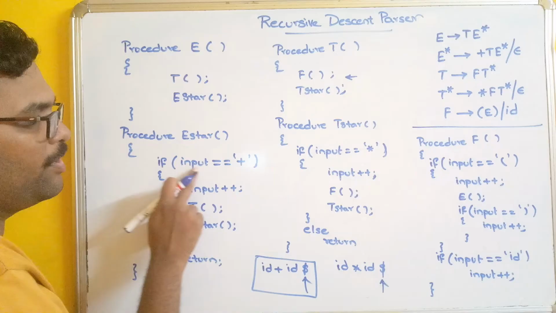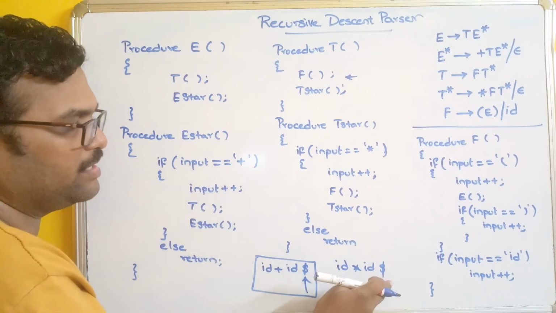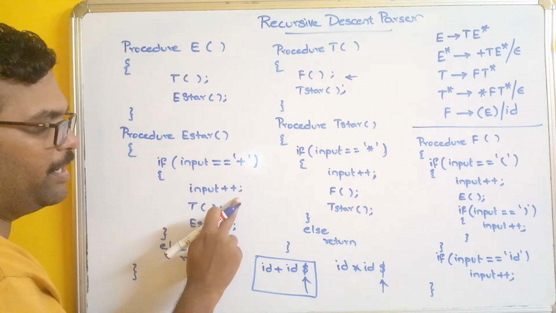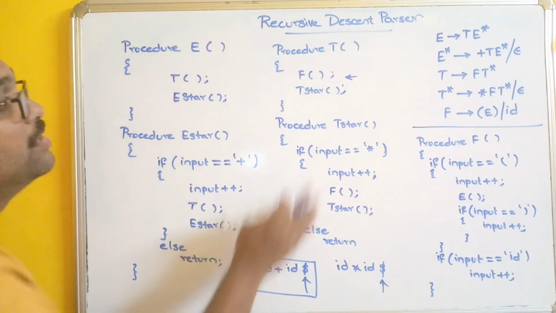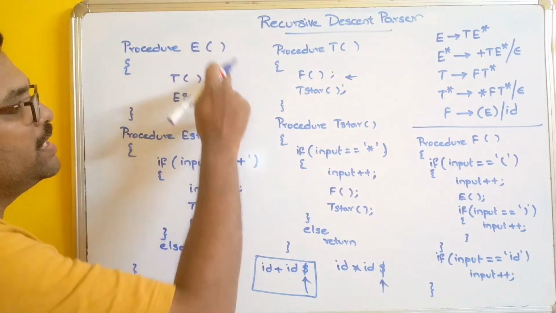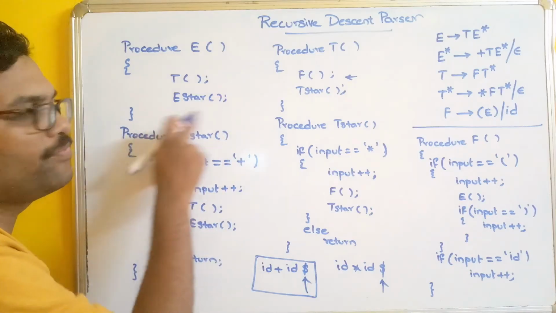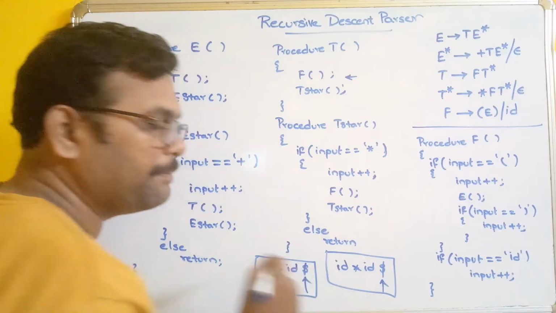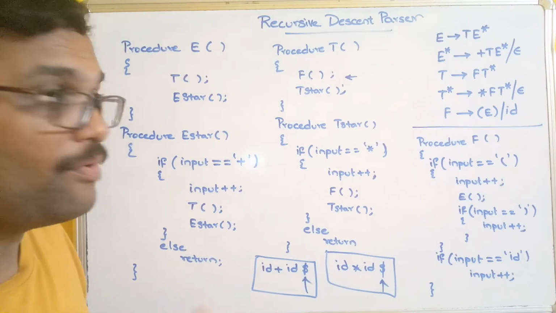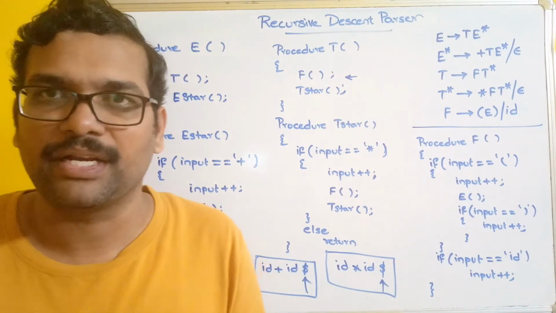E star, if input is equal to plus, but here it is a dollar. So automatically it will come out of the if condition and return. So it goes back to the calling function, that is e, and that is the end of the procedure. So automatically this is also parsed successfully. That means our procedure has been written perfectly.